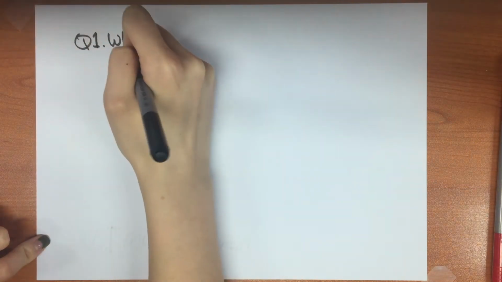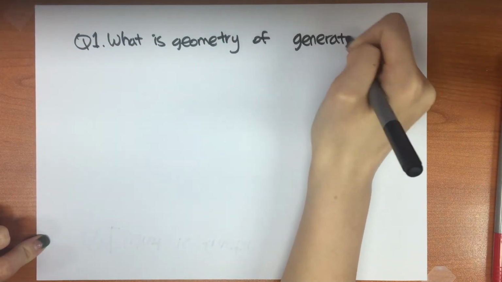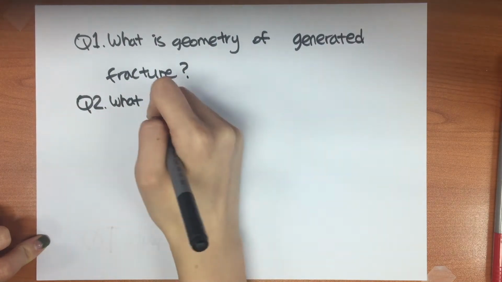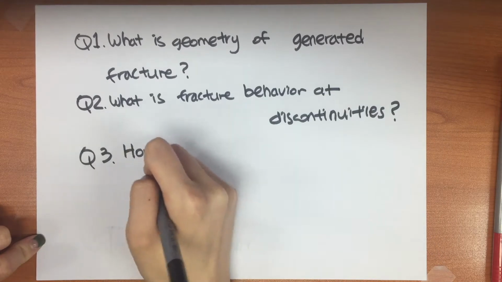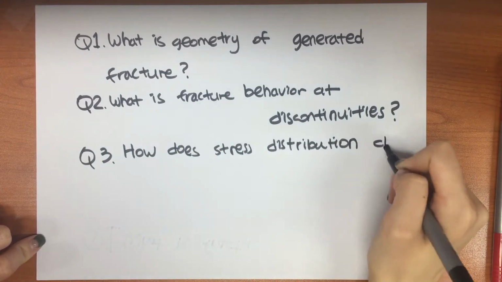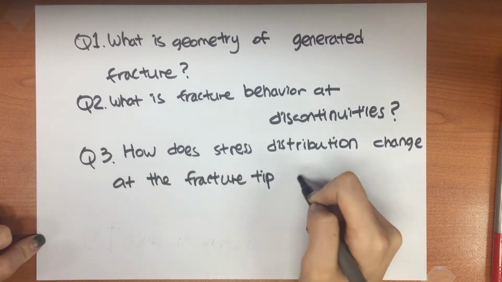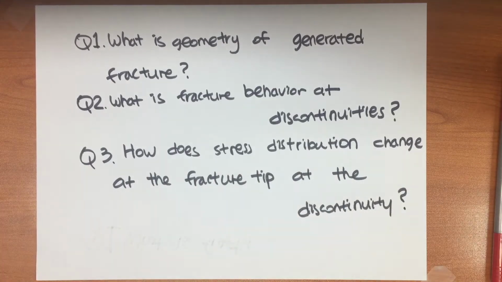questions. Question 1. What is the geometry of the generated fracture? Question 2. What is the fracture behavior at discontinuities? And question 3. How does stress distribution change at the fracture tip at the discontinuity?